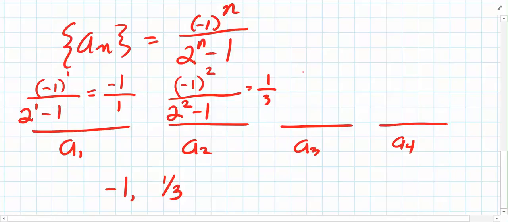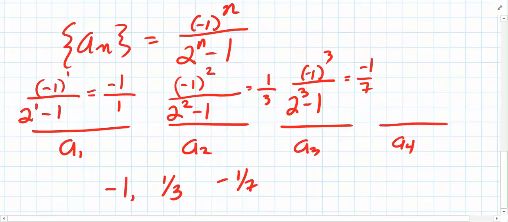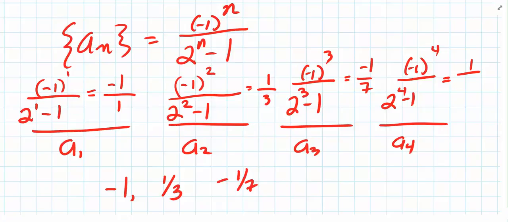Let's go negative 1 to the third, all divided by 2 cubed minus 1. Negative 1 to the third is going to be what? Negative 1. Very good. And then 2 cubed is how much? 8. 8 minus 1 is 7. So it looks like my next term is negative 1/7. Okay, let's finish this off together. Let's go negative 1 to the fourth, all over 2 to the fourth minus 1. Negative 1 to the fourth is positive 1. 2 to the fourth is 16. Take away 1 is 15. Very good. So I get an answer of 1/15.